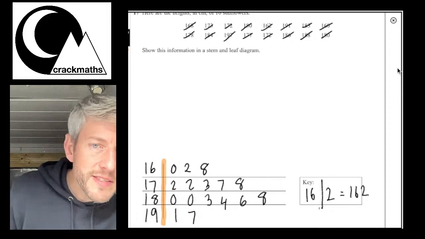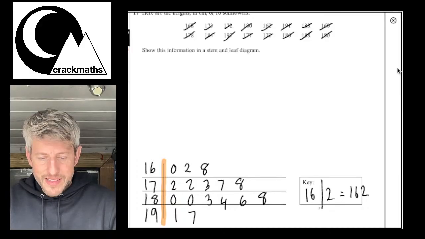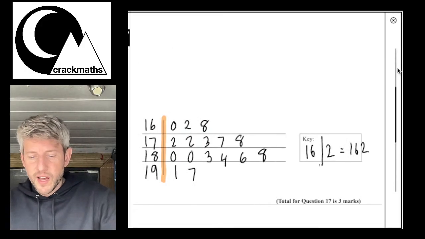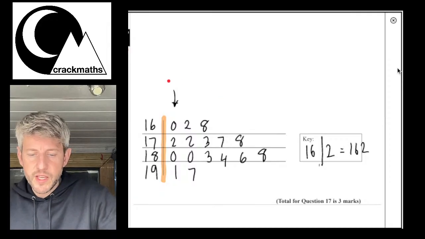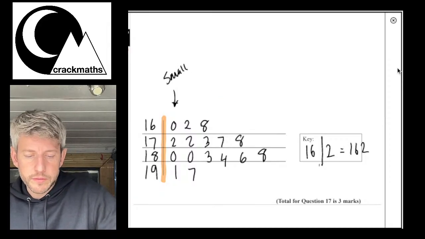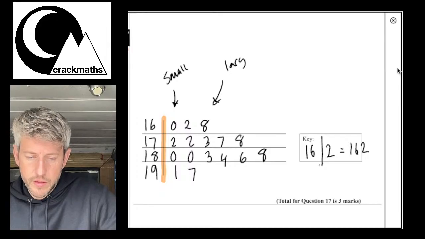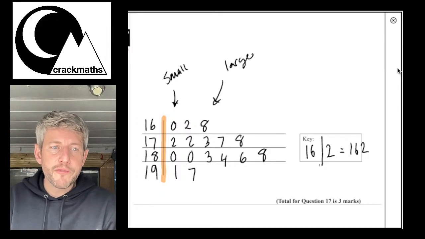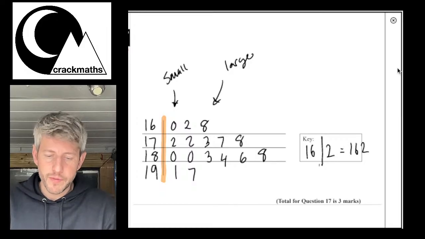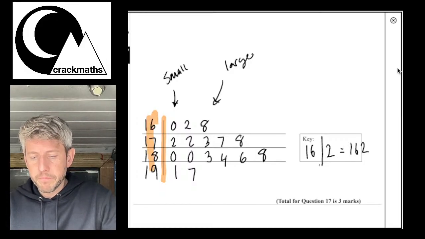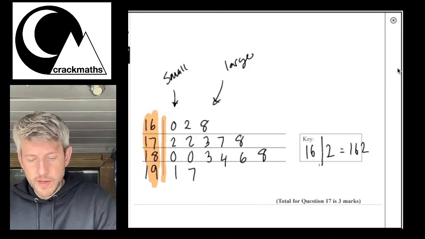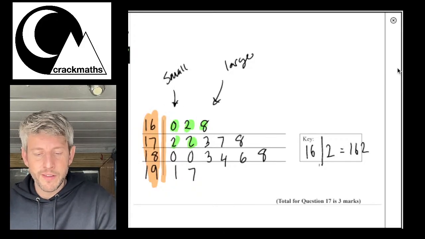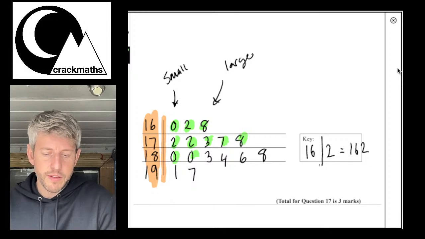Okay, so this is the stem and leaf diagram. That's how it works. You've always got to start with the smallest number here and the largest number here. So they go from small to large. And then you always have just the units in the leaf bit. Okay, so this is the stem. And these bits are the leaves. If I do them in green, it looks quite leafy.